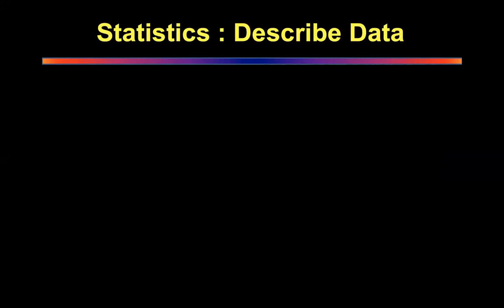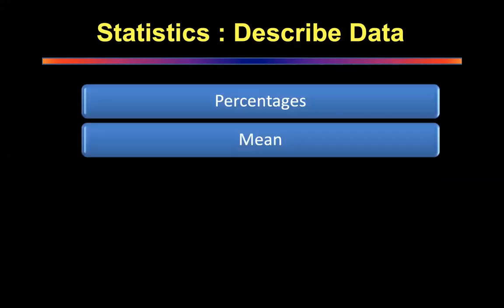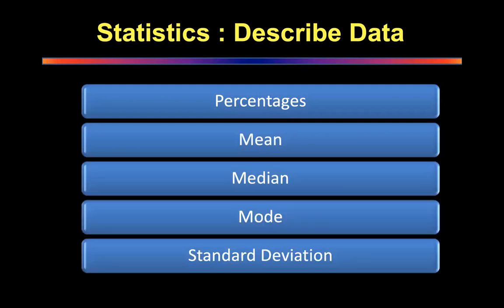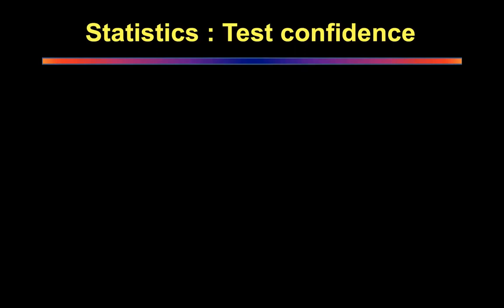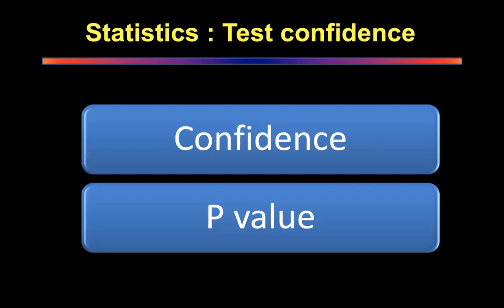Statistics that describe data are percentages, mean, median, mode, and standard deviation. So whenever somebody says the standard deviation of this study was, you must think describing data. The mean age of this group was, you have to think describing data. The next thing is statistics that are testing confidence of a group. So these are confidence levels and p-values. How confident are we that this represents the null hypothesis or does not represent the null hypothesis?